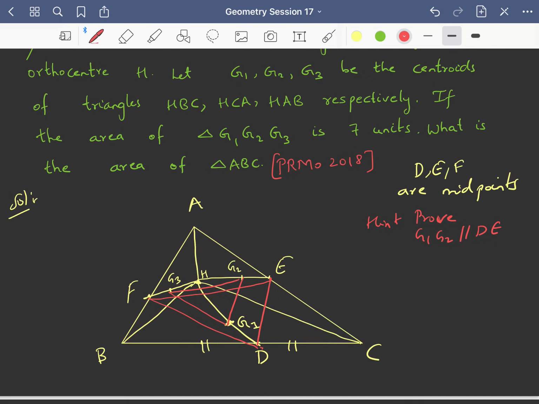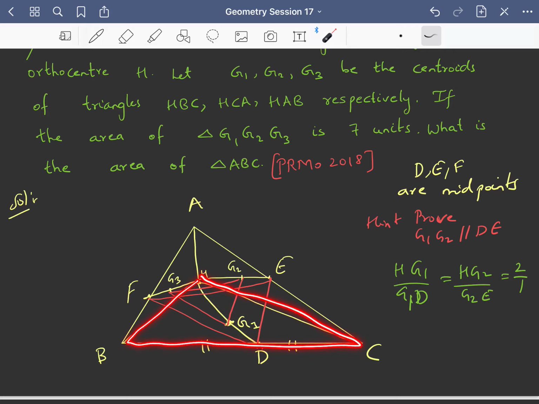Yes, so I think you already have proved that this is parallel. So let us see. We know that HG1 by G1D is equal to HG2 by G2E is equal to 2 by 1, right? Because this is the centroid of the median. So the centroid divides the median in the ratio 2:1. HD is also the median of this triangle HBC. So HG1 by G1D is 2 by 1, and HG2 by G2E is also 2 by 1 because this is the median of this triangle HAC.